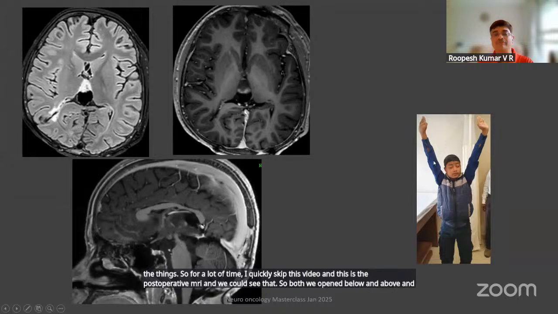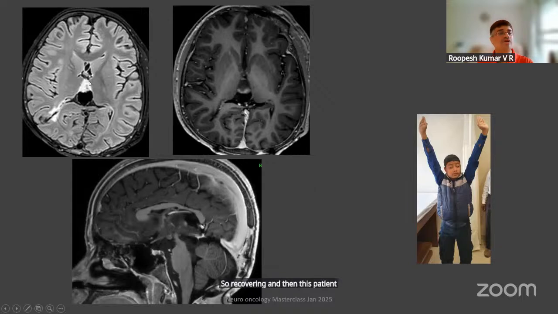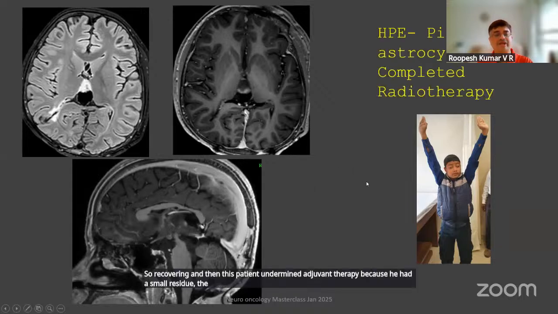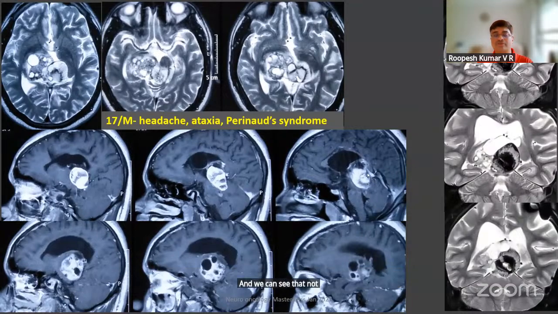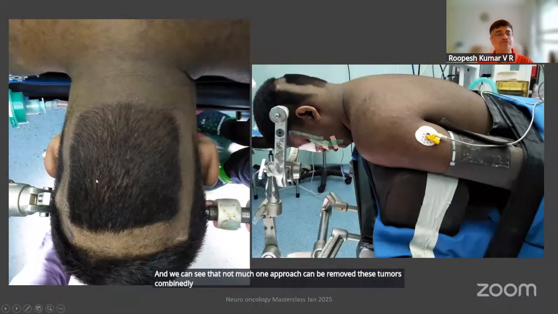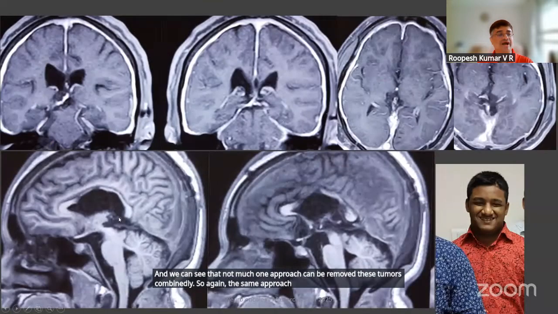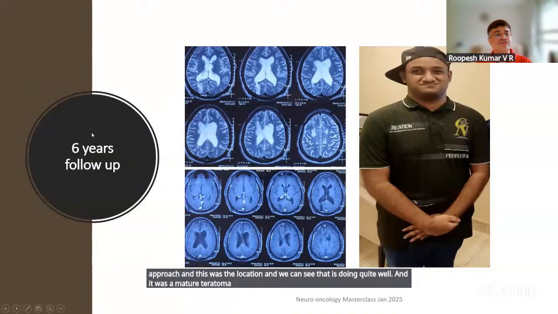The preoperative syndrome was in fact recovering, and this patient underwent adjuvant therapy because he had a small residue in the anteriormost part. It is a pilocytic astrocytoma, and he's doing well at 4.5 years follow-up. Again, a similar large tumor operated elsewhere, with significant residual disease, and one approach cannot remove these tumors. So again, the same approach, both supra- and infratentorial, and this was the location. It was a mature teratoma, and he's doing well at 6 years follow-up, and he's back to his normal life.